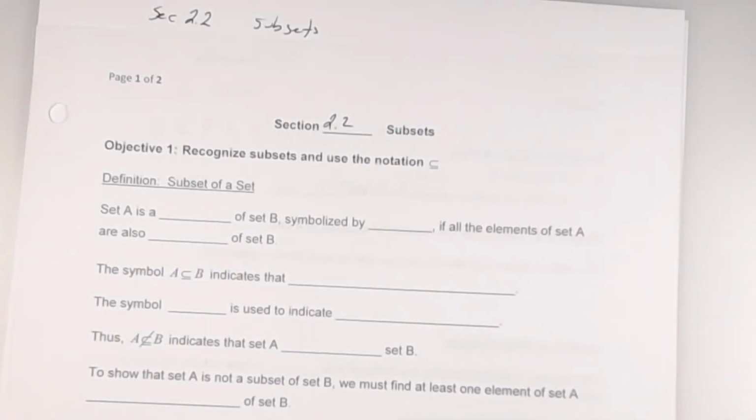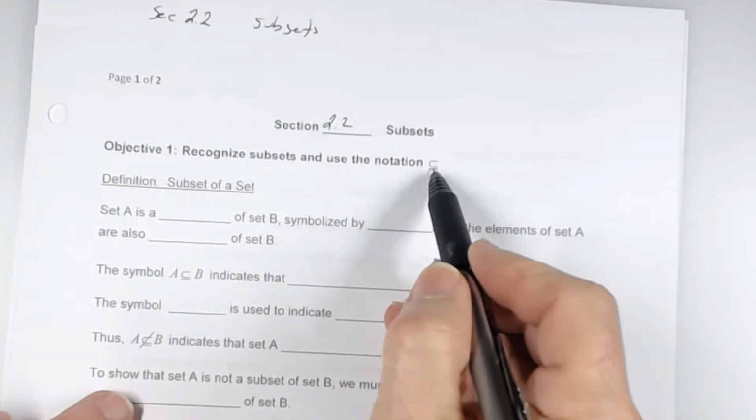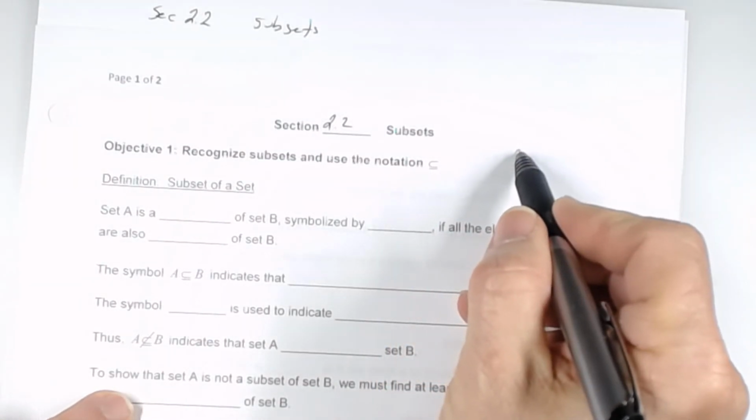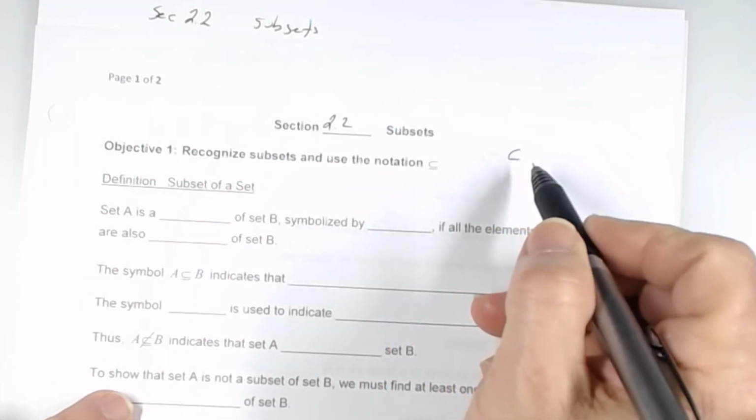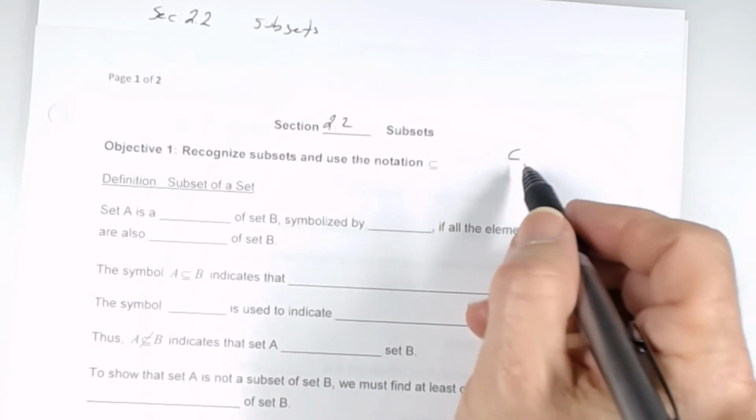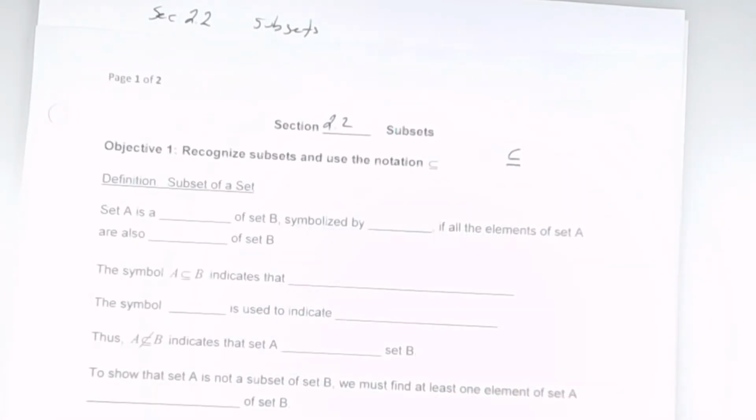And the symbol for subset, see what it looks like? It's kind of like a C with a line under it. So that means subset. In a little while, we're going to talk about proper subsets. But for right now this is just subset.